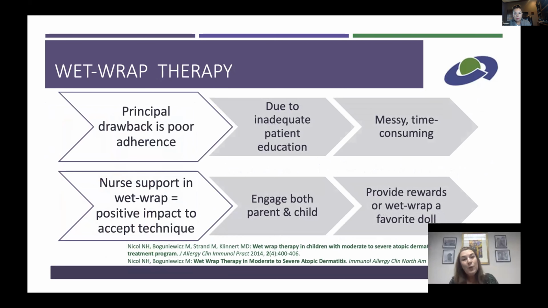So we know that there are some drawbacks to wet wrap therapy, including poor adherence, but the nurse support and understanding and having people accept and adopt that behavior is vitally important. So engaging both the parent and child, providing perhaps rewards or incentives for people to use wet wrap therapy may be yet another way to ensure better outcomes.